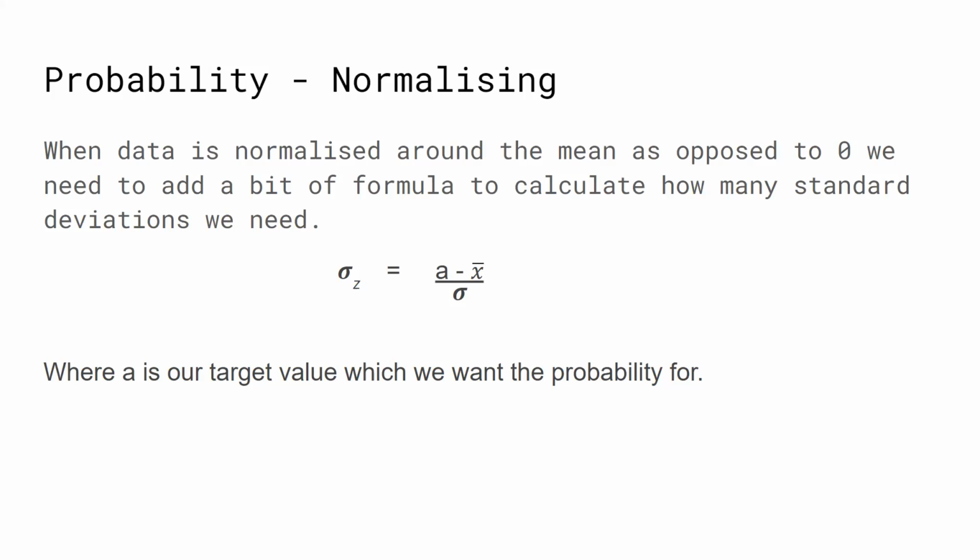So when data is normalized around the mean as opposed to 0, because we were on 0 on that last graph, we need to add a bit of formula to calculate how many standard deviations we need to be away from the mean. And here we have the standard deviations of the probability, sigma z, equals a minus x bar divided by sigma. So x bar we know is our mean, sigma we know is our standard deviation, and a is our target value we want the probability for.